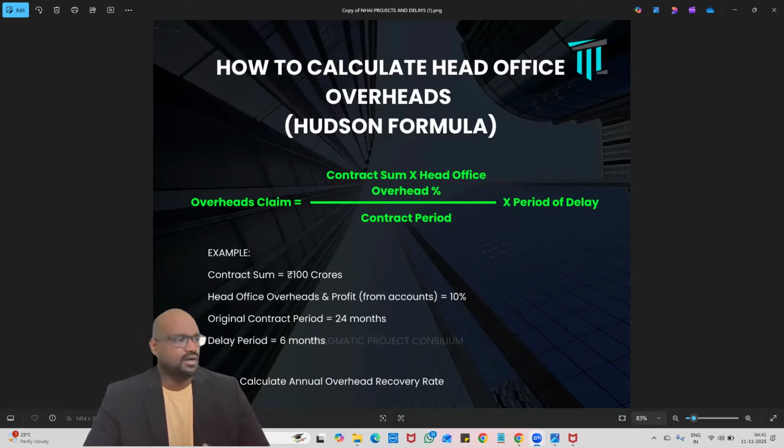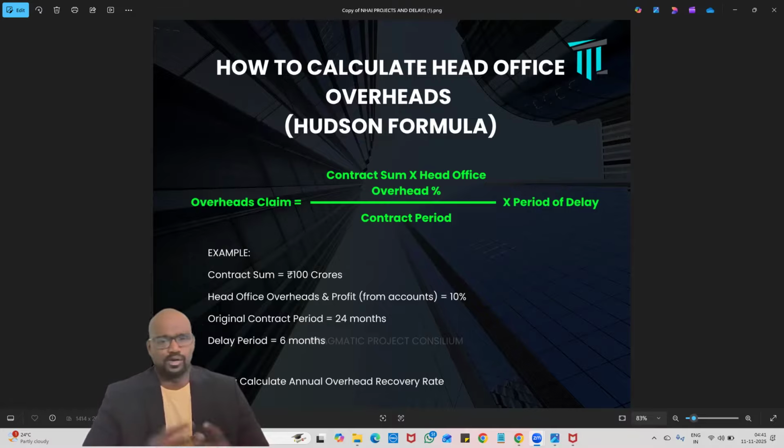Example: let's take a contract sum of 100 crores. The head office overheads and profit percentage should be taken from the tender values. Either it has to be declared by the employer or it has to be declared by the contractor's estimation costs. So here it is, say, 10%.